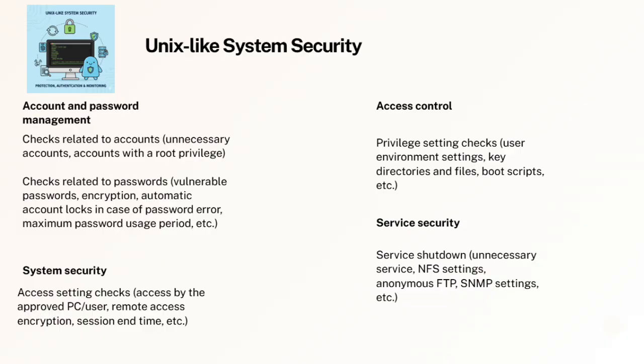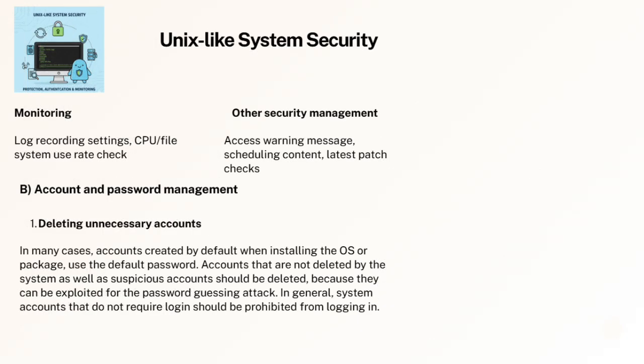Service security: service shutdown, unnecessary services, NFS settings, anonymous FTP, SNMP settings, and etc. System security: access setting checks, such as access by the approved PC or user, remote access encryption, session end time, and etc. Unix-like system security: monitoring, log recording settings, CPU file system reuse rate checks. Other security management: access warning messages, scheduling content, latest patch checks, account and password management, deleting unnecessary accounts.